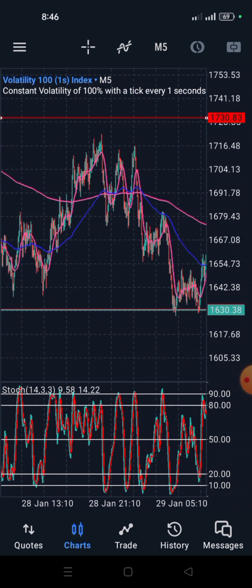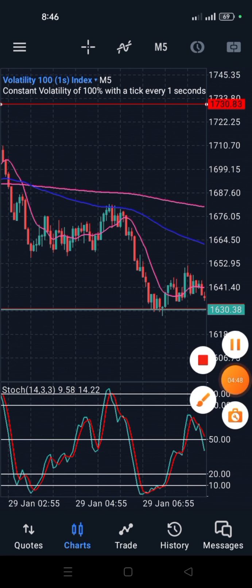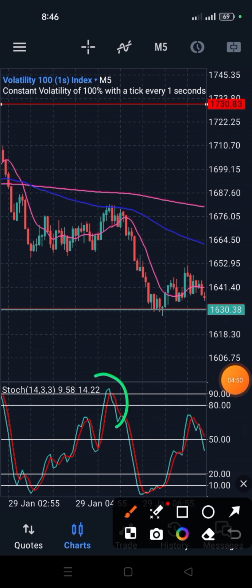Now you have to look for other entries as well. This is another entry. You can see it here. This is another entry. This is a crossover. Placing your stop loss above that high there. Target 1:2 or 1:3.